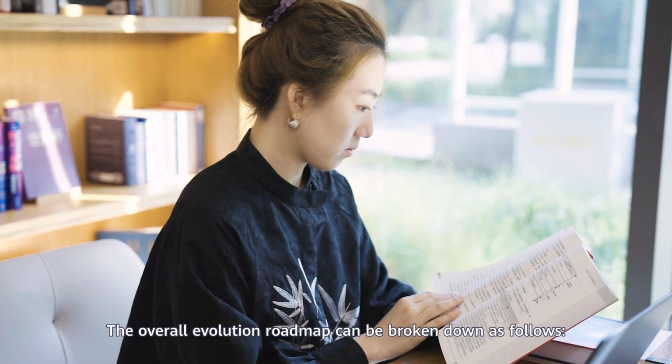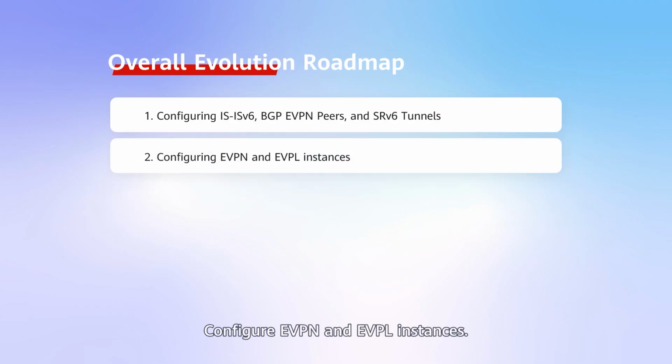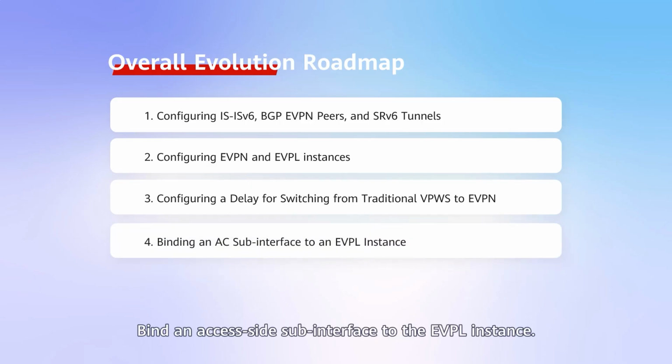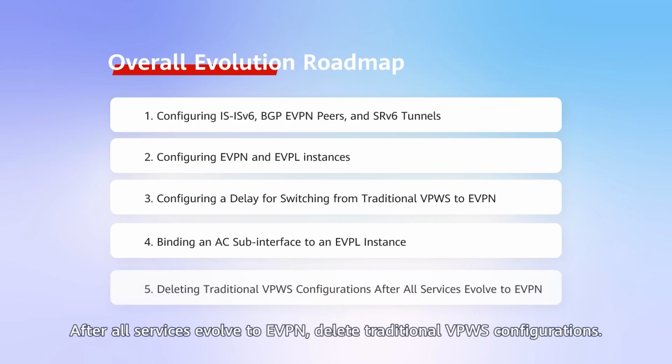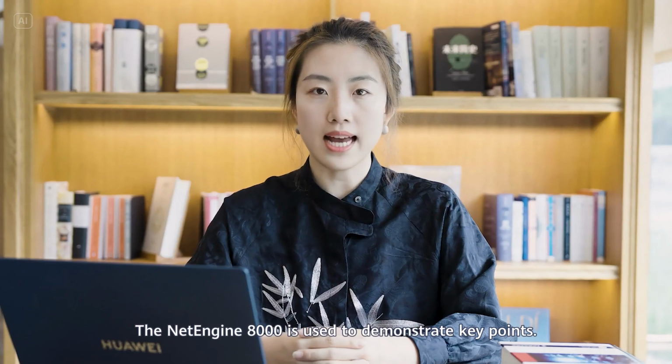The overall evolution roadmap can be broken down as follows. Configure IS-IS, BGP EVPN peer relationships, and SRv6 tunnels. Configure EVPN and EVPL instances. Configure a delay for switching from traditional VPWS to EVPN. Bind an access side sub-interface to the EVPL instance. After all services evolve to EVPN, delete traditional VPWS configurations. Next, let's go through the detailed configuration steps. The NetEngine 8000 is used to demonstrate key points.